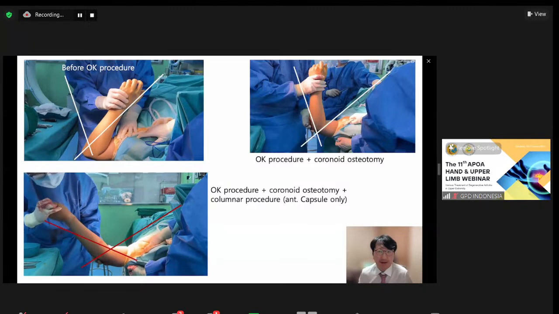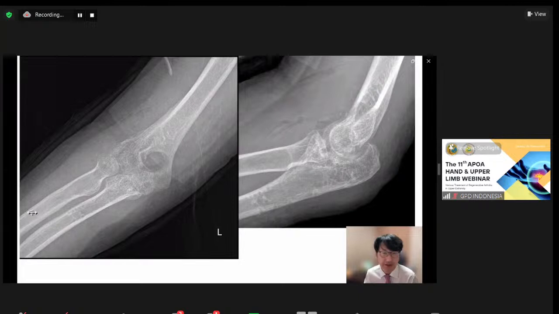Satisfied. You can see the post-operative radiographs, and most of the coronoid osteophytes are removed.